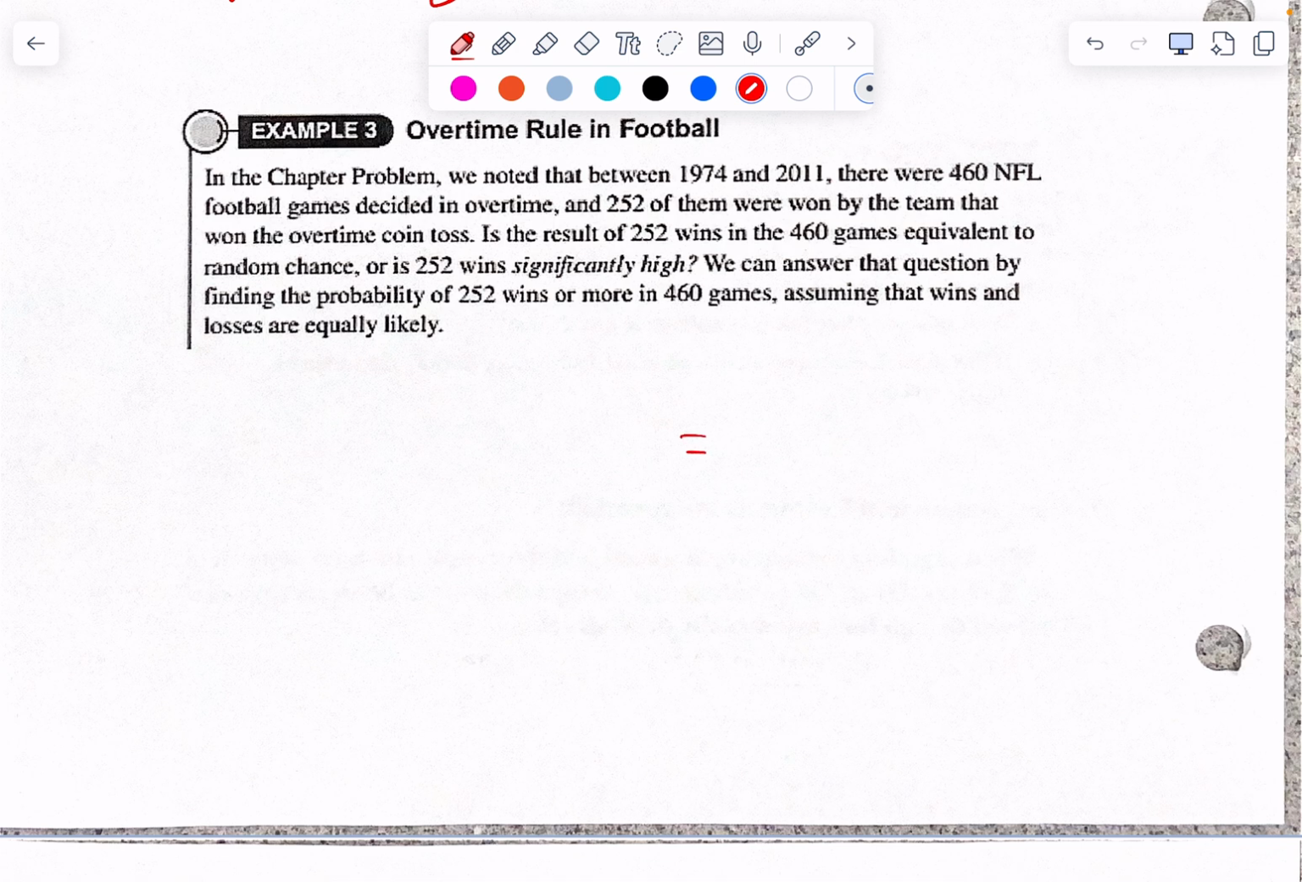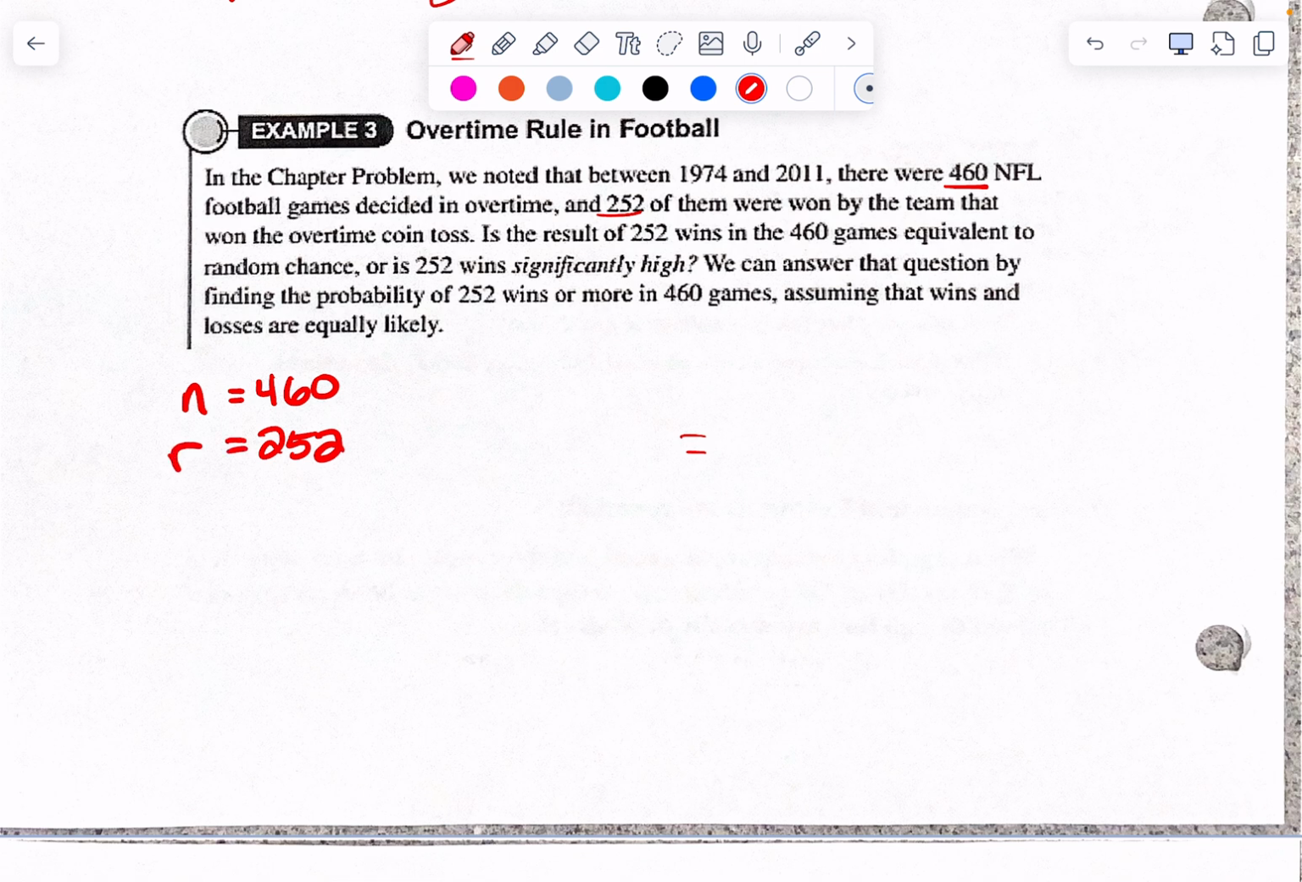There were 460 NFL football games decided in overtime, and 252 of them were won by the team that won the coin toss. Okay, 460 C 252. Wait, 460 is what? The N. 252 is the R.